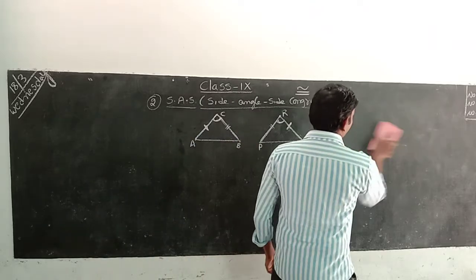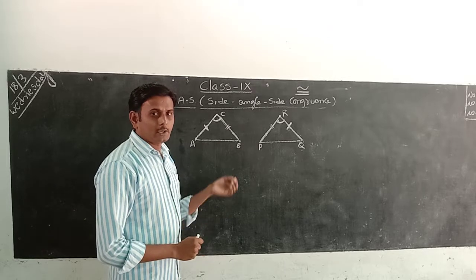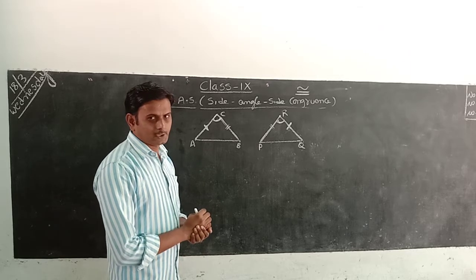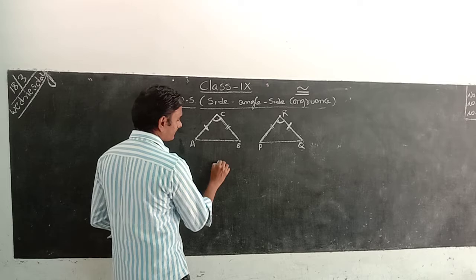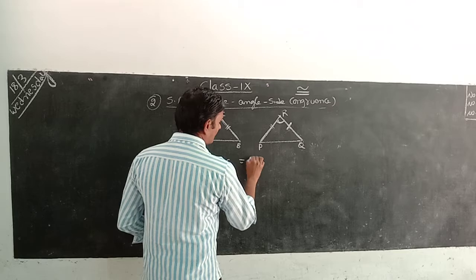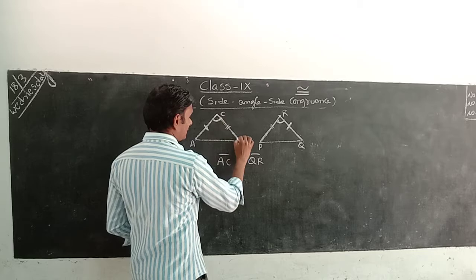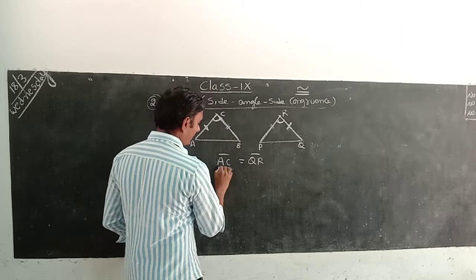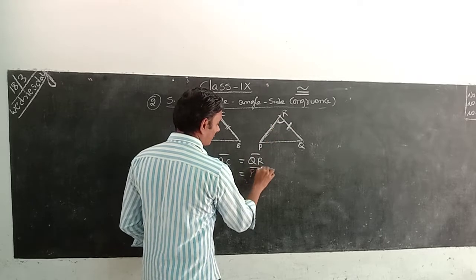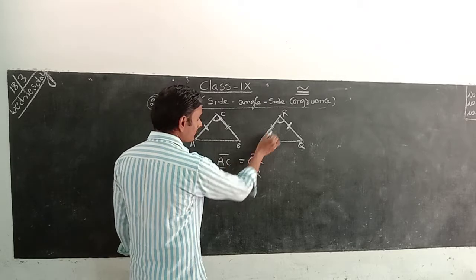Now we will compare. How can we compare this? See here: which sides are equal? We have to identify the corresponding sides. Corresponding sides are the sides that are equivalent. AC side equals PR side. These two sides are equivalent. Next, BC side equals QR side. Next, angle C equals angle R.